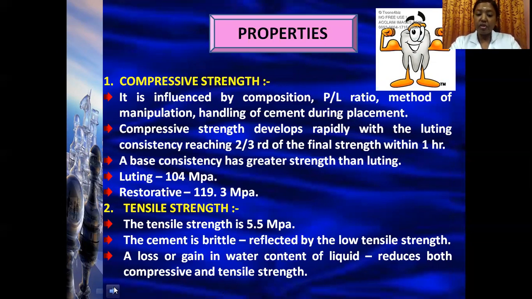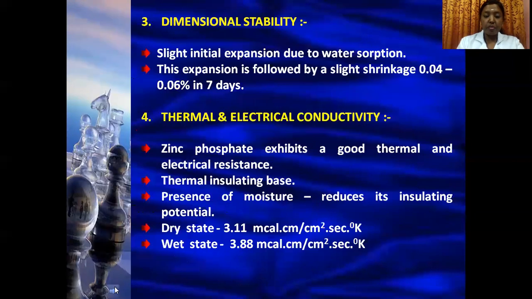The tensile strength for zinc phosphate is about 5.5 megapascals. The tensile strength is, however, relatively low when compared to the compressive strength. Any loss or gain in water will affect the compressive strength as well as the tensile strength. Because of its high compressive strength, zinc phosphate is most commonly used as a thermal insulating base underneath your amalgam so that it can withstand the heavy condensation forces exerted by amalgam.